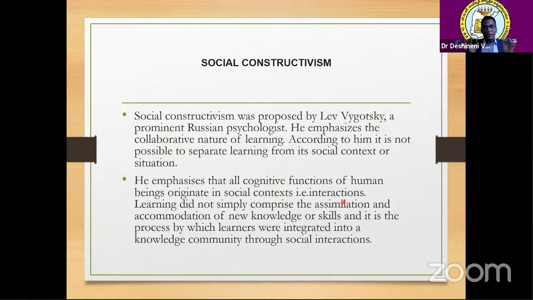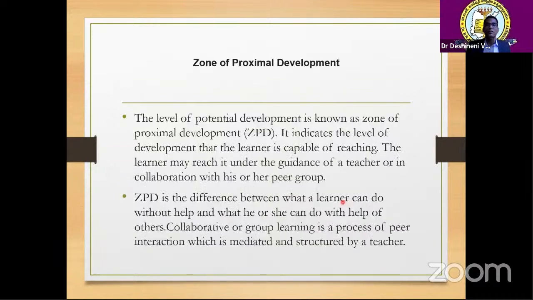So learning does not simply comprise the assimilation and accommodation of new knowledge or skill, but it is the process by which learners are integrated into a knowledge community through social interactions. So social interactions play an important role when the child is acquiring knowledge. So this is a very important concept, social constructivism.